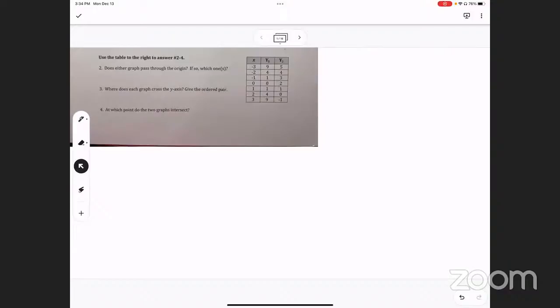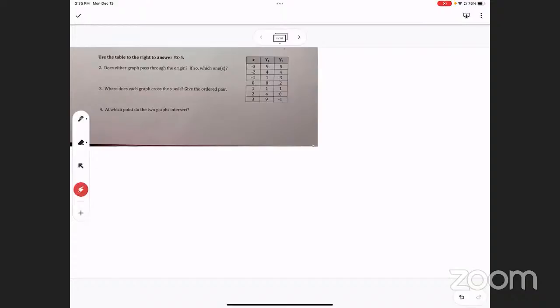This table, right? Is that what you wanted help with? Okay. Does either graph pass through the origin? So what would it mean to pass through the origin? Like 0, 0. Very good.